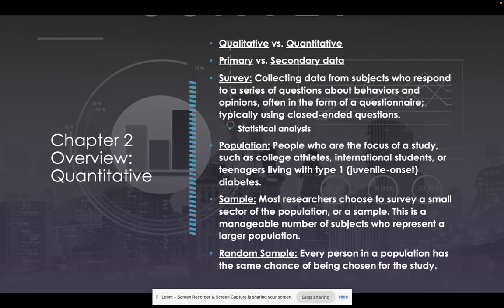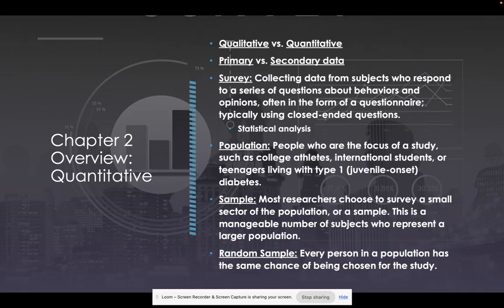Quantitative data is focused on numbers. I think the most common thing that comes to mind here is survey data where researchers are doing a statistical analysis. If you think about government agencies, they're really good at quantitative stuff. They tend to collect large data sets. And that kind of brings us to primary versus secondary data.